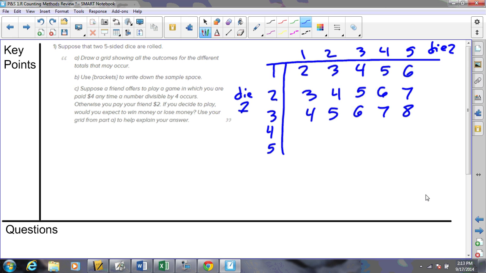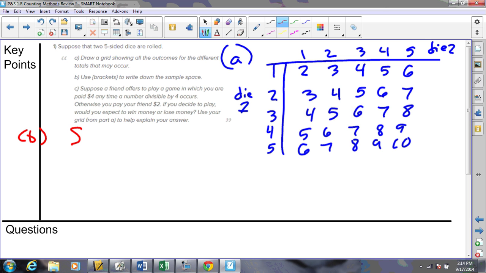And we can see the pattern that's developing. 5, 6, 7, 8, 9. 6, 7, 8, 9, 10. And this whole picture is what we need for part A. Part B asks us, use brackets, the curly brackets, to write down the sample space. Remember, a sample space is just the list of the different things that might happen.